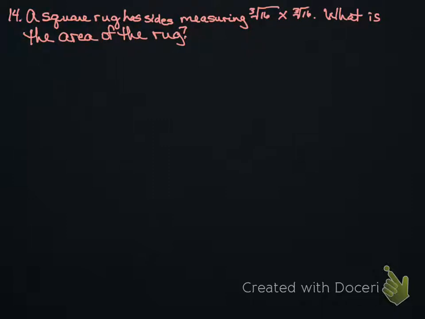Alright, number 14. A square rug has sides measuring the cube root of 16 by the cube root of 16. What is the area of the rug? Okay, we're going to multiply them together. I can multiply them together. They both have the same index number. So, I'm going to put them together underneath the same radical. I have 16 times 16.